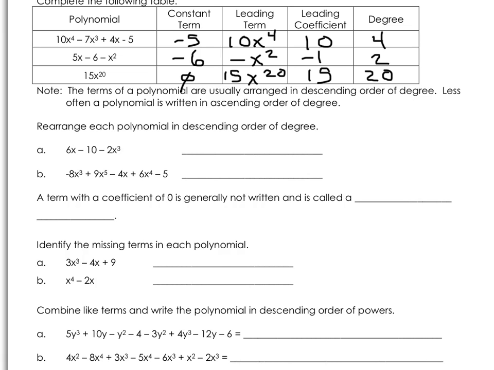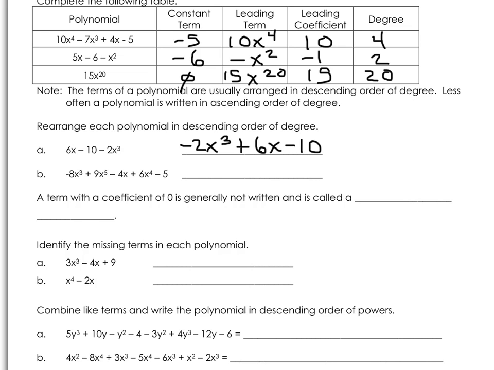That's the standard. So looking at example A, 6x minus 10 minus 2x cubed. We want to start with the highest exponent. So we're going to put that -2x cubed first. Then the next exponent, there's no x squared, but I see an x, so we could say plus 6x. And finally the constant term, minus 10.